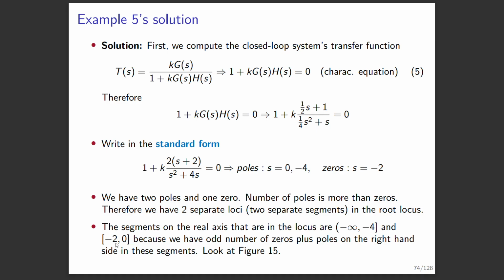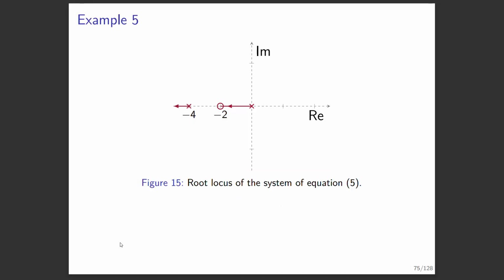If I look at negative 2 to 0, there is an even number of... sorry, I meant odd. So between the origin and negative 2, there is 1 pole on its right hand side, which is an odd number of poles and zeros. If I look at the segment between negative 4 and negative 2, there are 2 things on the right hand side. So 2 is an even number, so this is not in the locus. And then if I look at negative 4 to negative infinity, I'm going to have 1, 2, 3 things on my right hand side. So 3 is an odd number, so all these points are in the locus.